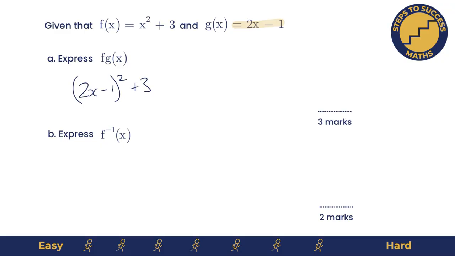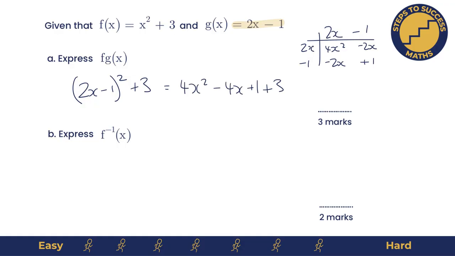So you need to multiply out these brackets. You can use a little table if you want. 2x minus 1, 2x minus 1, 4x squared minus 2x, minus 2x and plus 1. And if I tidy that up, I've got 4x squared minus 4x plus 1, and then I've still got plus 3. So that's 4x squared minus 4x plus 4.